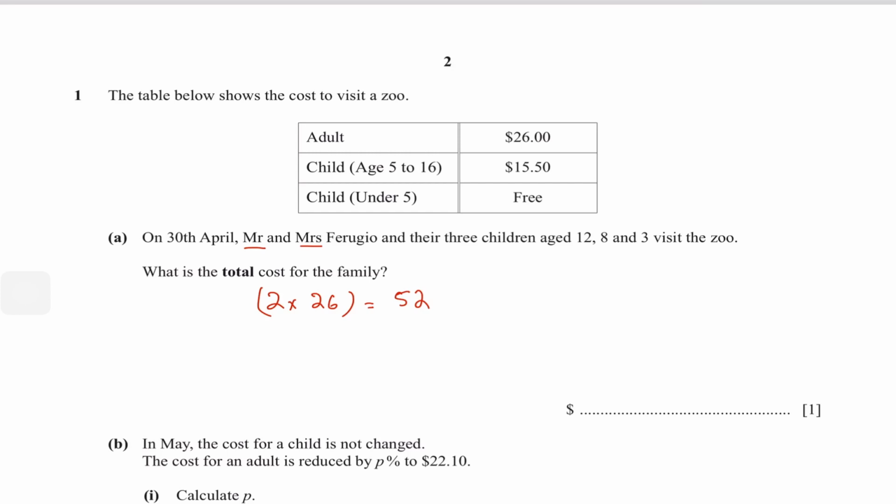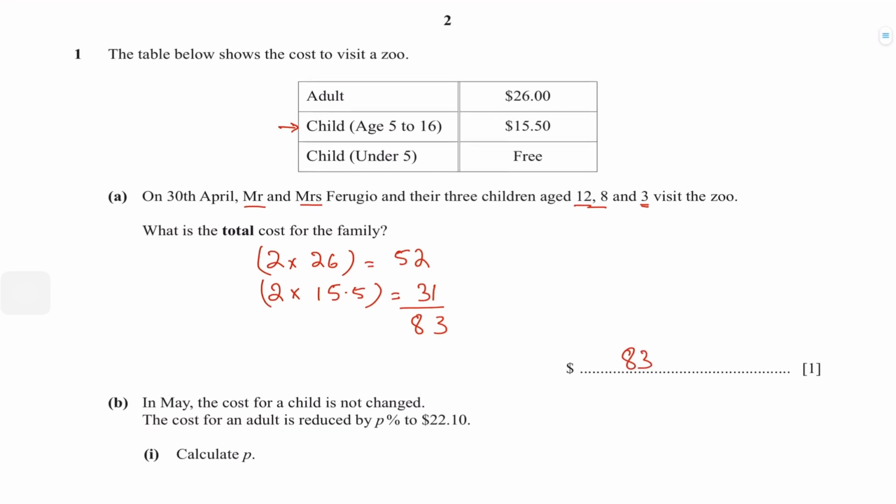And then they have children aged 12, 8 and 3. So for 12 and 8, they're going to fall in this category. So again, we have 2 children in this category, so we're going to multiply 2 by 15.5. That's going to be equal to 31. And then whoever's under 5 is free, so the child who is 3 years old is obviously going to be free to enter. So 2 plus 1 is equal to 3 and 5 plus 3 is equal to 8. So the total cost is $83.